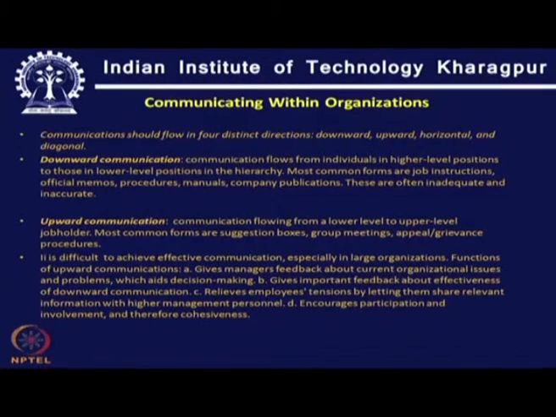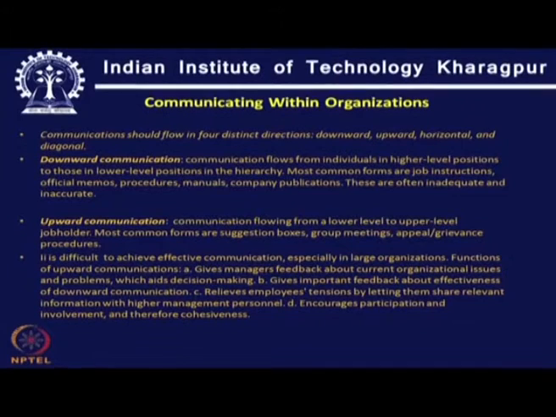Communication within an organization flows in four distinct directions that we call downward communication, upward communication, horizontal communication, and diagonal communication. When we are talking of downward communication, we are speaking of communication that flows from the boss to the juniors, or as a part of the team, from the team leader to the other members of the team.